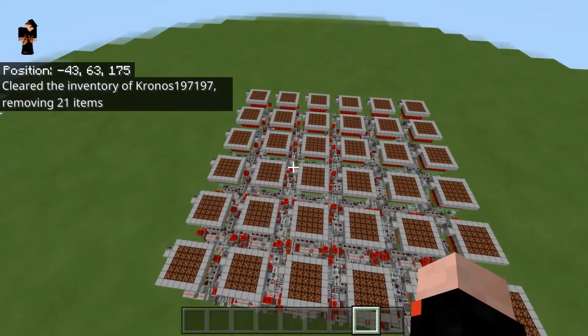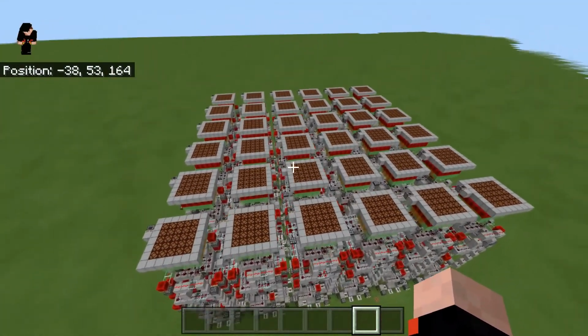Hey guys, in this video I'm going to be showing you my Conway's Game of Life in Minecraft.